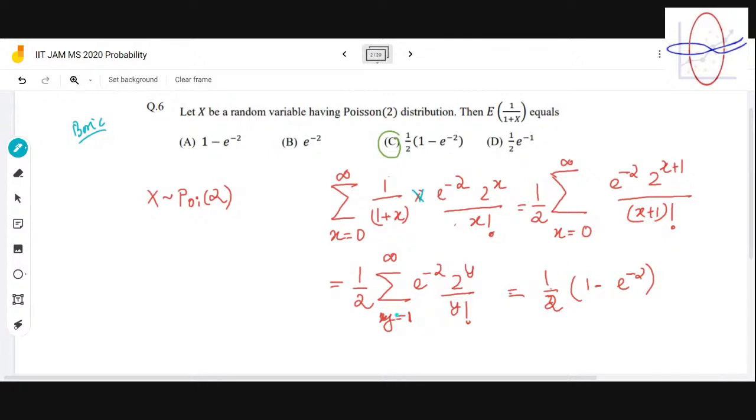That is, y from 1 to infinity e to the power minus 2 times 2 to the power y by y factorial. We need to multiply half over here so that it becomes 2 to the power x plus 1. And you see y equal to 0 is missing, so you get that it's 1 minus the probability of x equal to 0, which is e to the power minus 2. So therefore half into 1 minus e to the power minus 2.